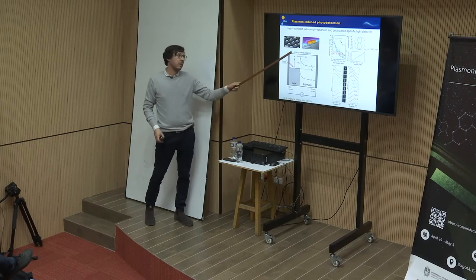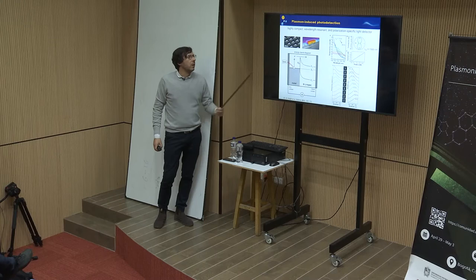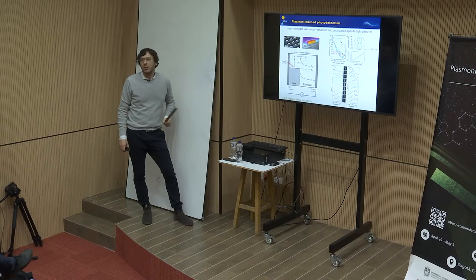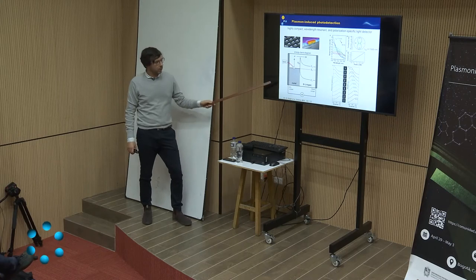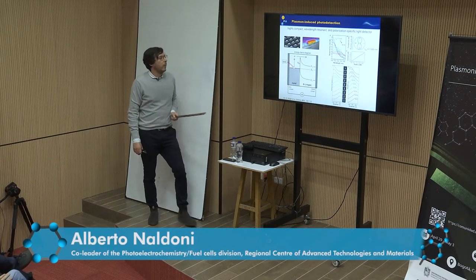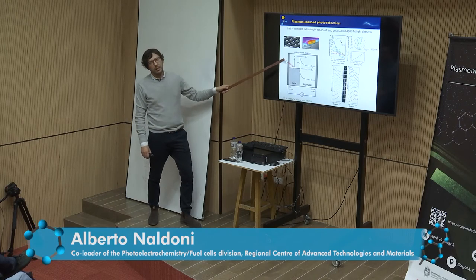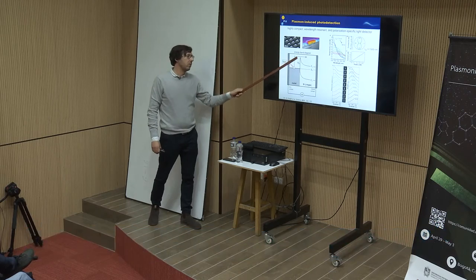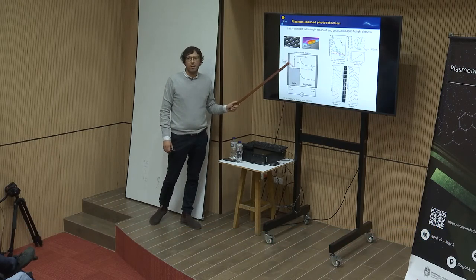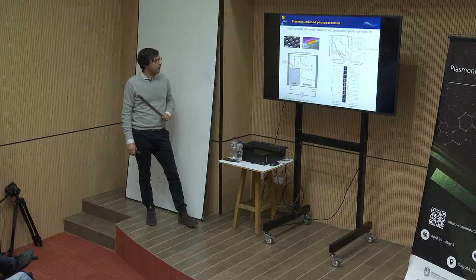In this case, the example was gold that was deposited on a silicon substrate, and so the gold and silicon form a Schottky junction, and again it's the same mechanism that we explained just earlier. So we have the excitation of hot electrons, and these hot electrons can be separated by the potential barrier formed at the interface between the metal and the semiconductor.